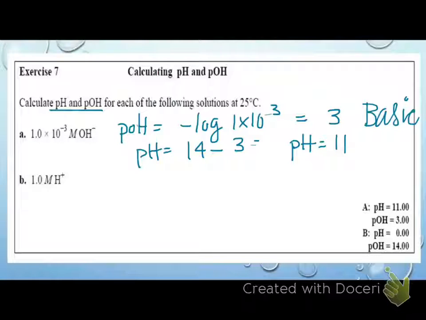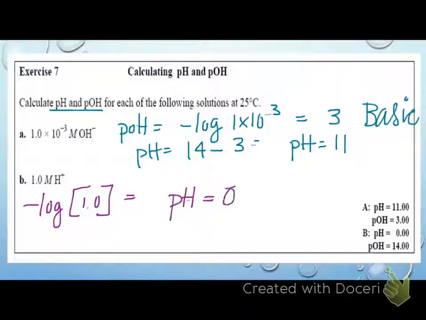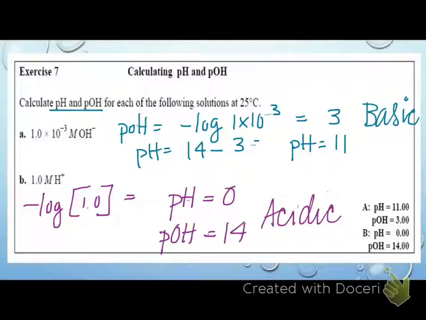And then for the next one, I would say the negative log of 1.0. So that would give me a pH of 0, actually. So then my pOH would be 14, which would definitely be acidic. For sure. Okay? So hopefully that rings a bell on how to do pH and pOH. I think there's one more. Do I need to do the next one, or are y'all good with that?